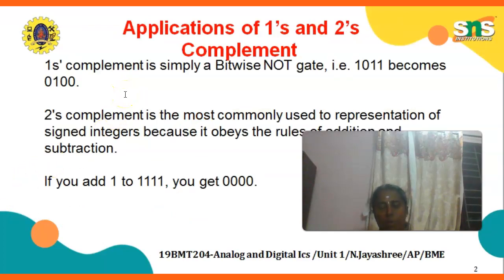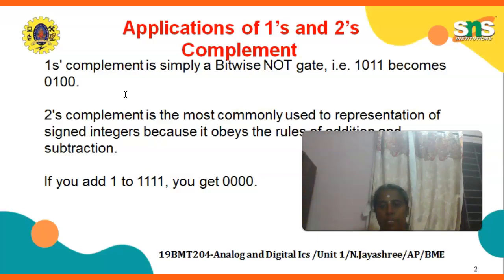Let us see the applications of the ones complement. Ones complement is simply a bitwise NOT gate, like an inverter. If you have an inverter at home, when current is available the UPS charges the battery, and when current is not available the UPS supplies power from the battery. Similarly here, the ones complement is simply a bitwise NOT gate.